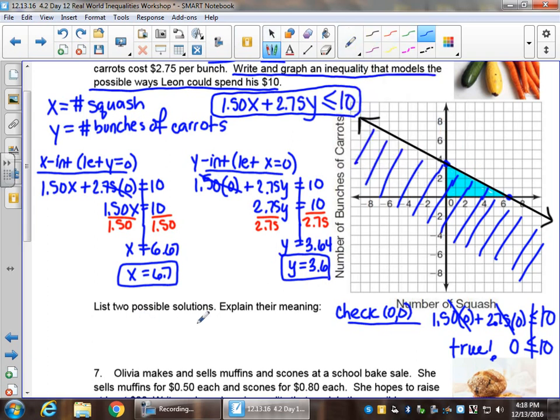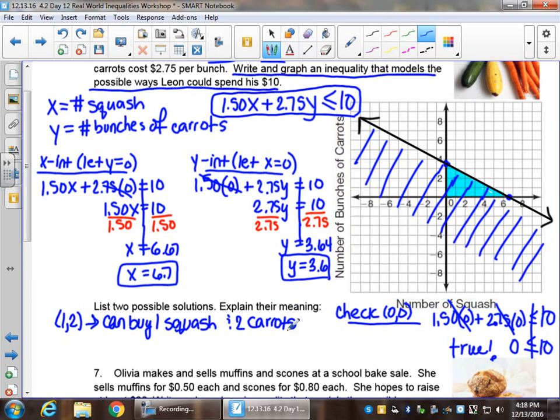You're asked to list 2 possible solutions. Again, if you are allowed to choose whatever you want, I would recommend sticking to the middle. Anything that's clearly in the middle is perfectly acceptable without a check. So for example, 1, 2 means I can buy 1 squash and 2 bunches of carrots.